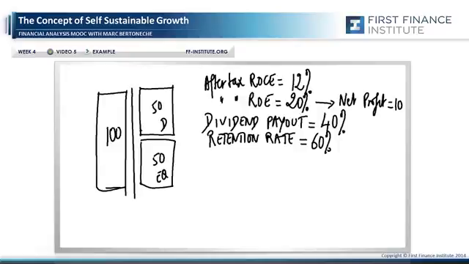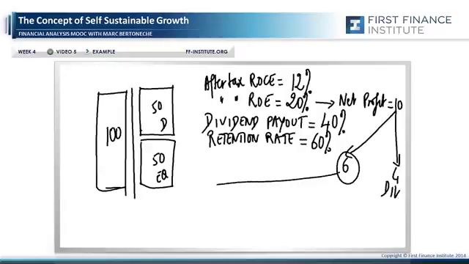So what does it mean? It means that out of this 10 that the company has done, 40%, which is 4, are going to be paid in dividends to the shareholders. And that 6, the remaining, are going to be reinvested in the company. And where are you going to find them? You are going to find them here, increasing the equity by 6.